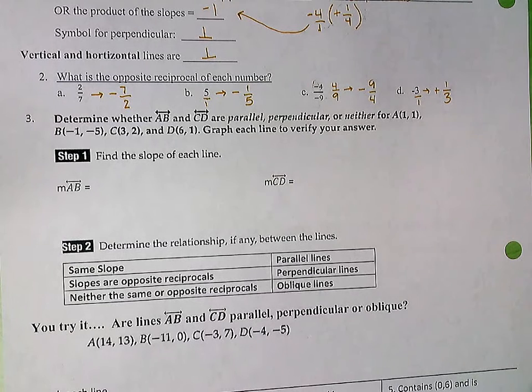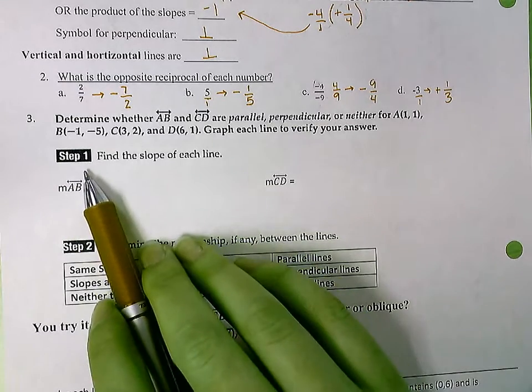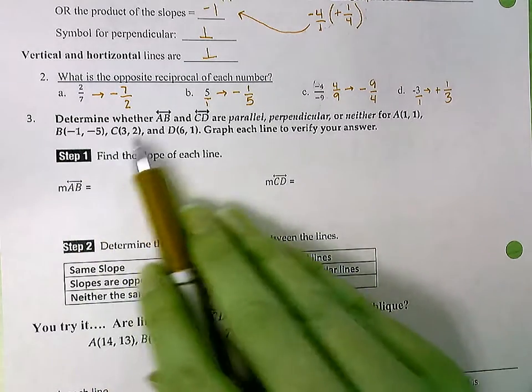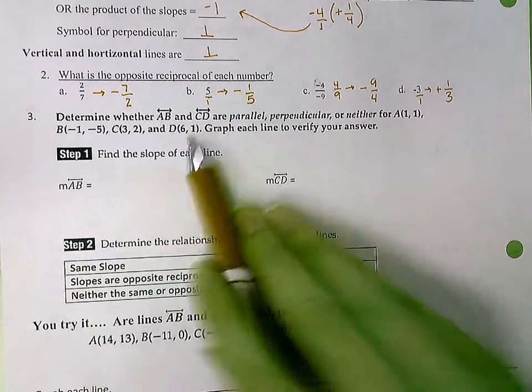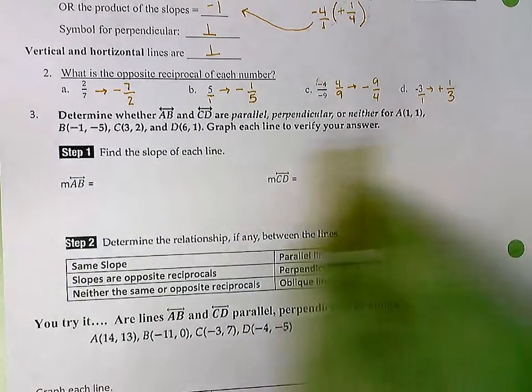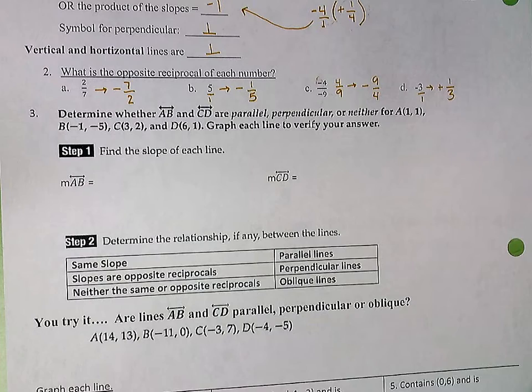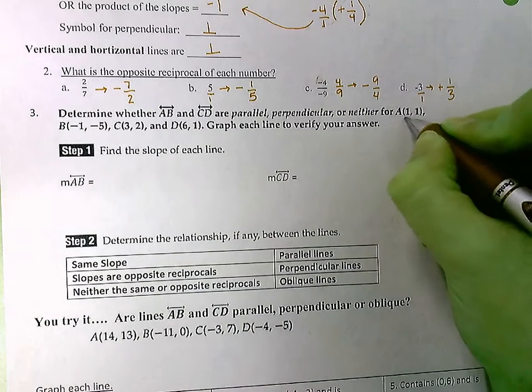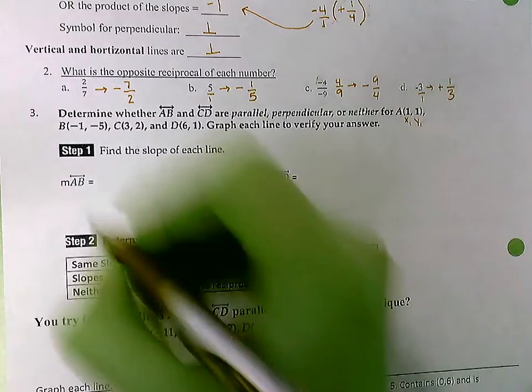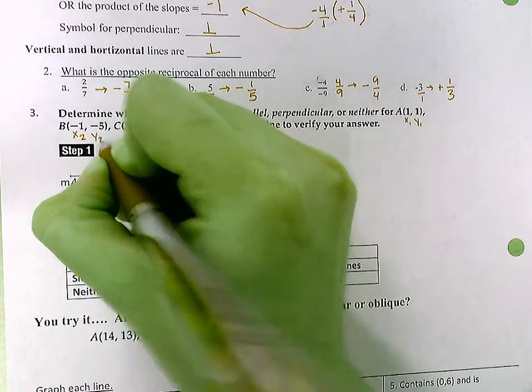Okay, in the next section, we want to determine whether line AB and line CD are parallel, perpendicular, or neither. Okay, so in order to do this, our first step is to find the slope of each line. Now we're given those coordinates up here. So for A, B, we're using those two coordinates. So again, if you need to label them to plug them into that slope formula, you can. So for letter A, that would be x sub 1 and y sub 1. And B would be x sub 2 and y sub 2.